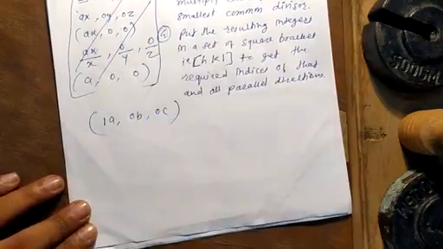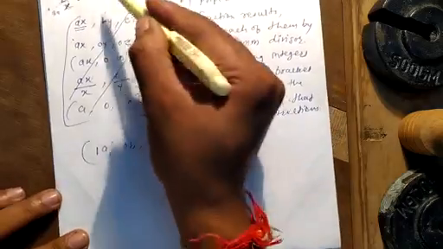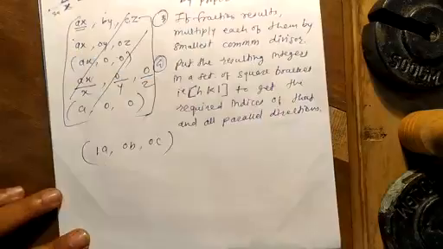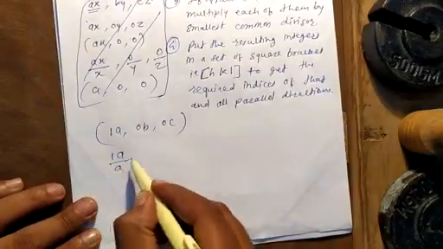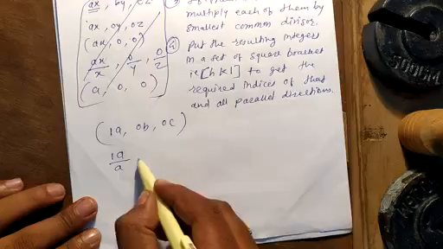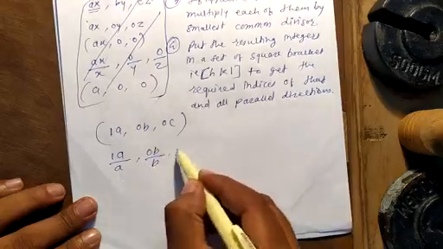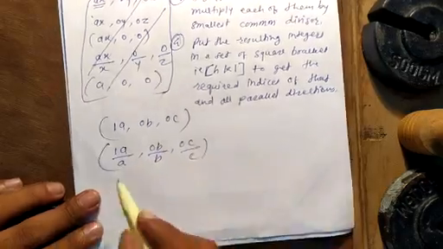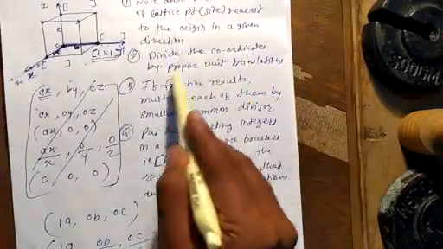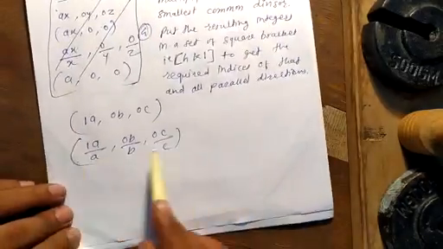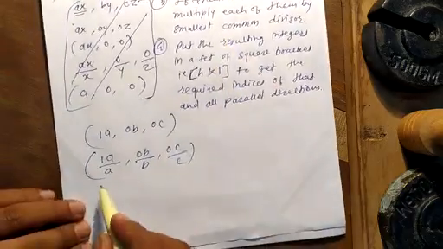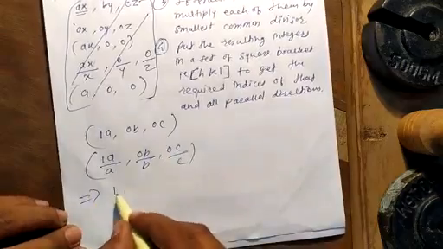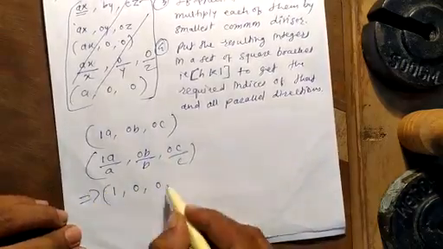Now divide these coordinates by the unit translation. What is the unit translation here? A is the unit translation. Therefore we divide: 1a upon a, 0b upon b, and 0c upon c. We divided the coordinates by the proper unit translation, and the result is 1, 0, 0.